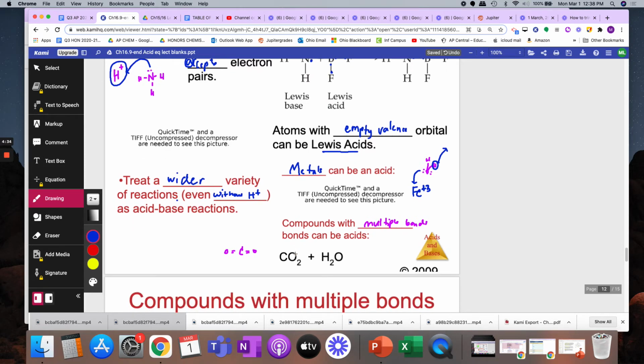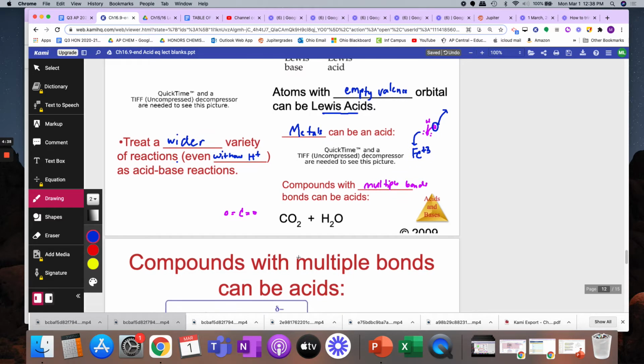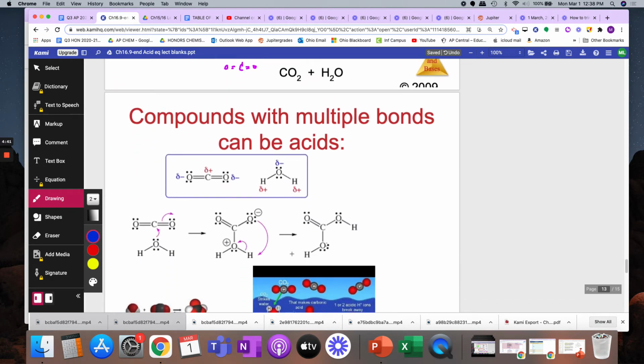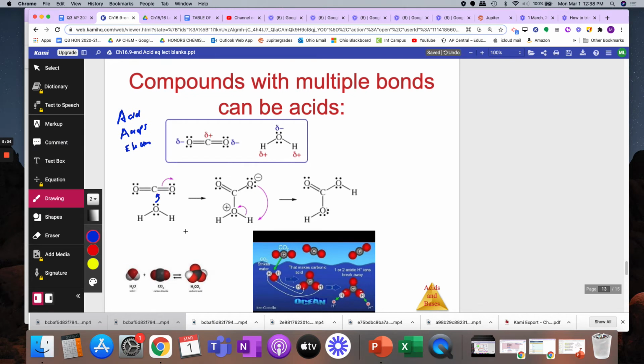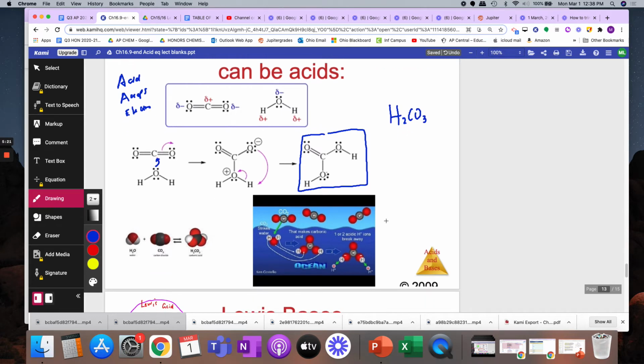Okay? An example is CO2. It doesn't have an H plus, but CO2 is an acid. The way it does that is as follows. If you can see CO2 here, and the lone pairs on the water, the acid CO2 will accept electrons. Again, Lewis acid accepts electrons. As a result, you see the movement of electrons everywhere, and you end up with something called carbonic acid, or H2CO3. So this is why CO2 is an acid when reacted with water.